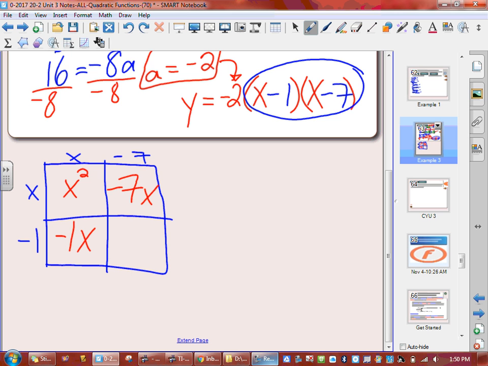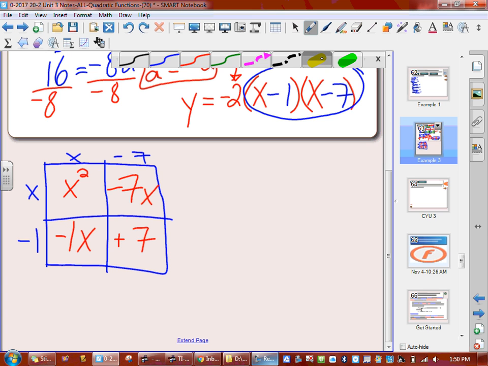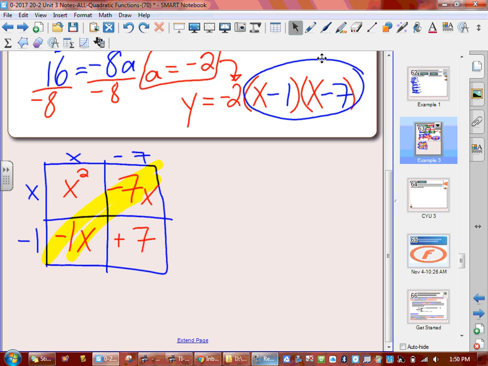Now we're going to look for like terms. Like terms are always diagonal from each other in this box format. So now I'm going to add it up. So this now becomes y equals negative 2. Now I put what I have left in there: x squared minus 8x plus 7. Now we're not done.